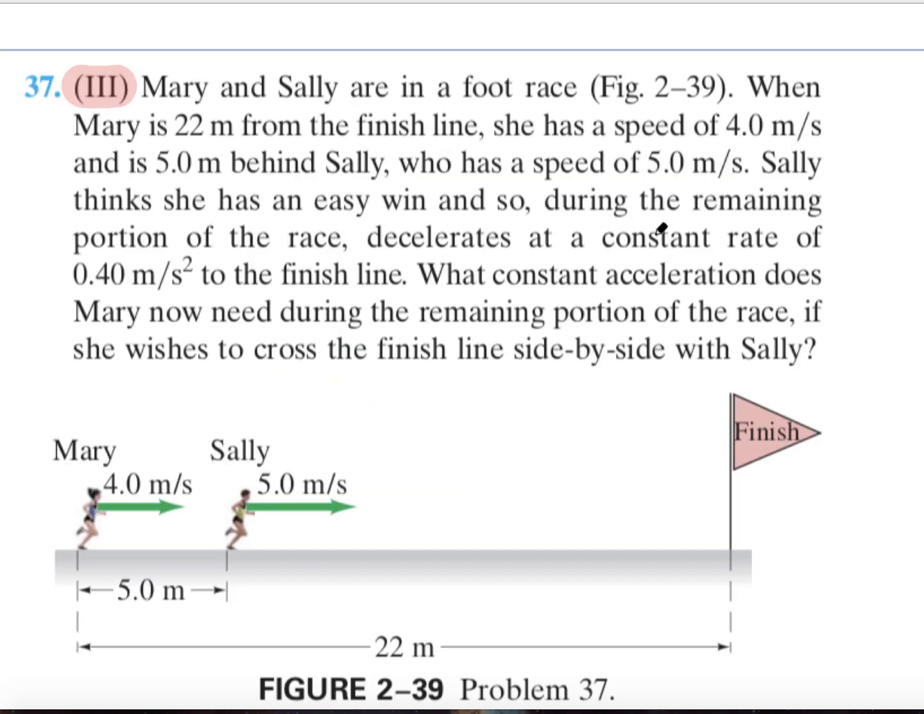So question number 37, if you pay attention, has a Roman numeral 3 next to it, which means this is the hardest of the hard questions that can come out of the textbook.